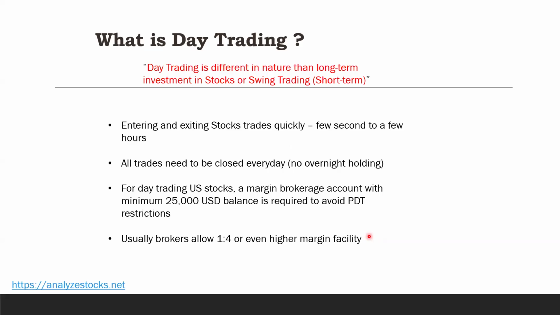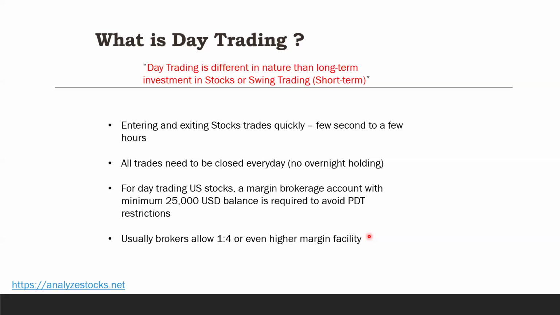For day trading stocks, a margin brokerage account with a minimum 25,000 US dollar balance is required to avoid PDT restrictions, which by the way are about to be lifted, and they are going to reduce it maybe to some 2,500 US dollar balance. I'm not sure about that, and I think it's going to be announced pretty soon. It's going to be applicable maybe in 45 days or maybe by the end of this year.